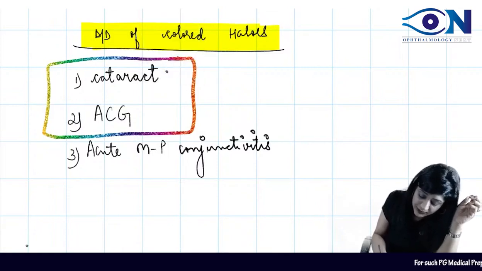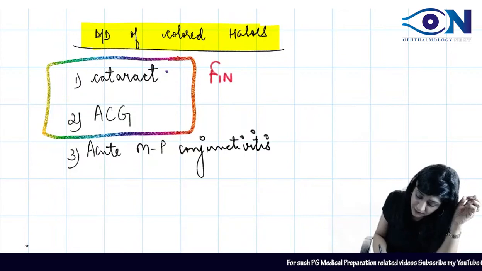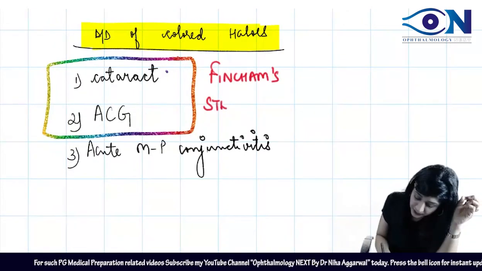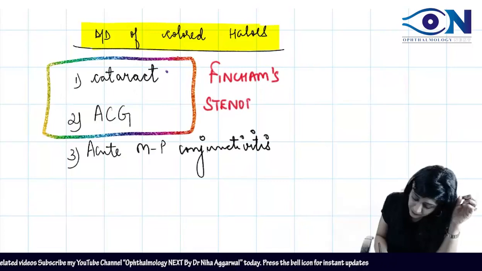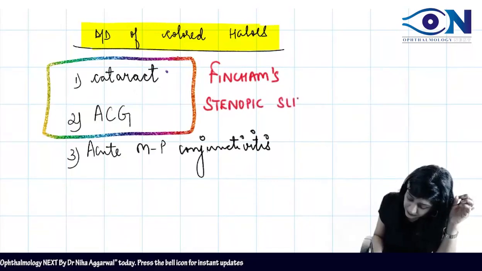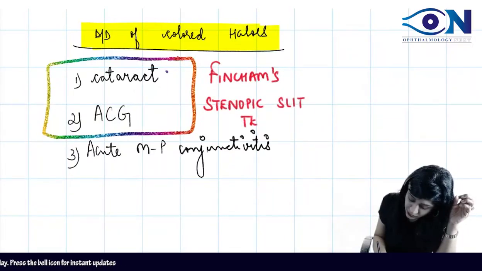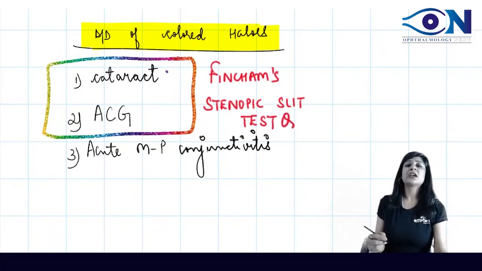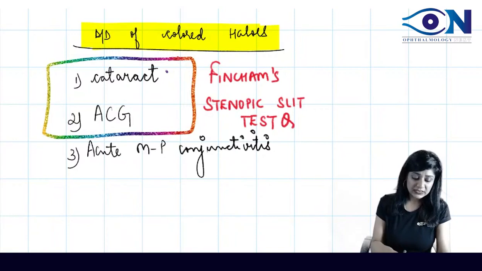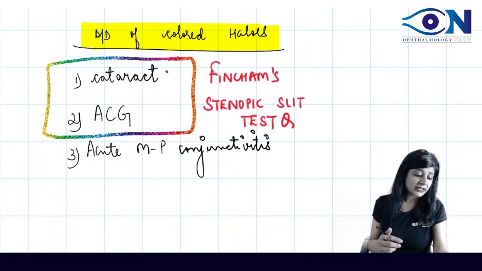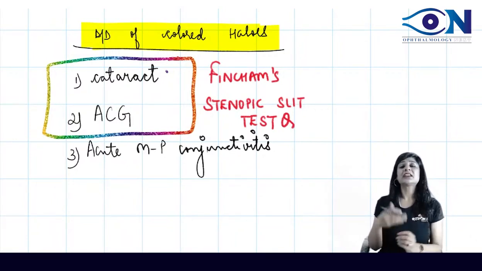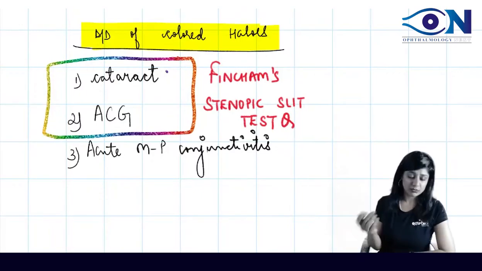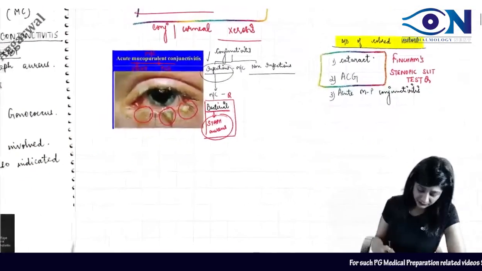The full name is the Finchem's. We have the Finchem's stenopic slit test. Finchem's stenopic slit test. So another important thing is the Finchem's stenopic slit test. Glaucoma, I think Sahil, the better answer is the acute congestive glaucoma, okay, because glaucoma can be open angle also. So this is your second one.